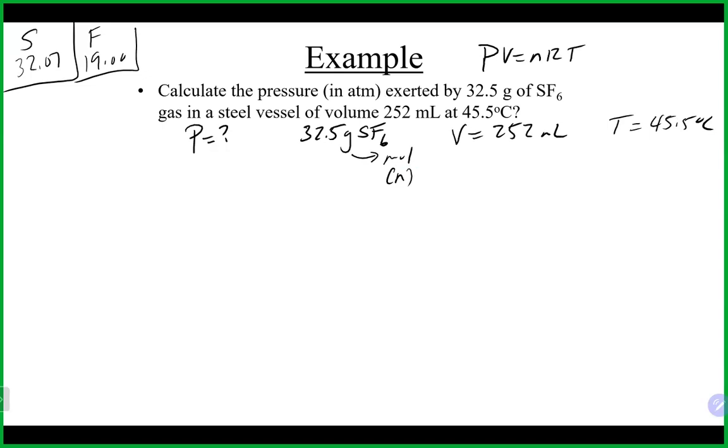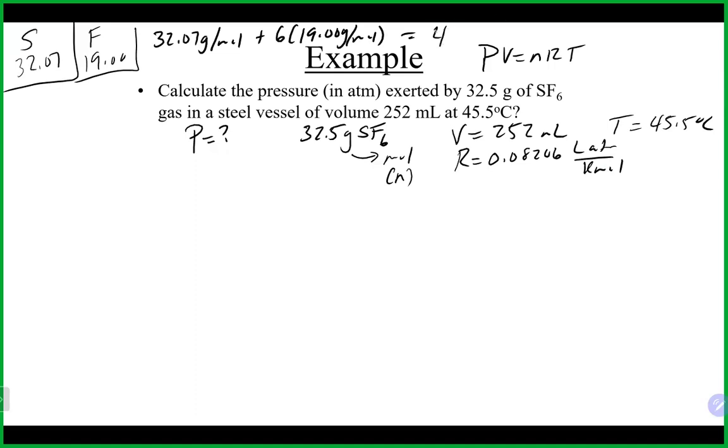Remember, not usually given to you in the problem, but we always have our gas constant available to use. So we do need to convert grams into moles. So we've got 32.07 for the sulfur plus 6 times 19 for the fluorines. That's going to give us a molar mass of 146.1 grams per mole.